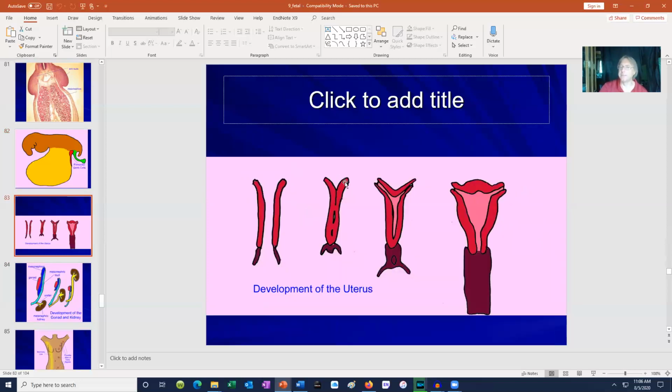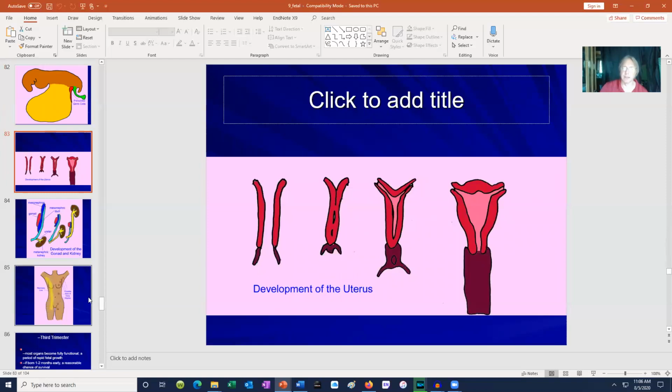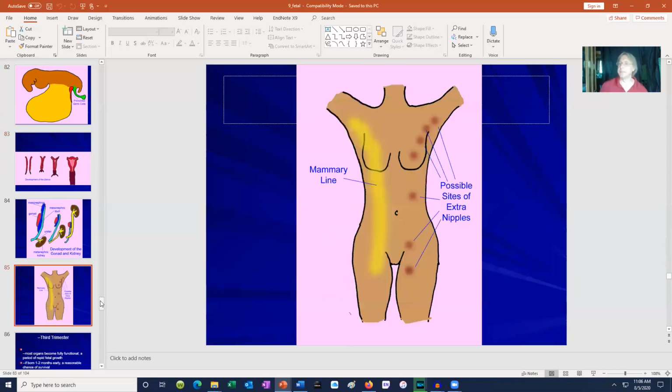The uterus and vagina form from a pair of tubes which fuse, but the fusion of these tubes can leave a septum in the vagina or in the uterus, or a Y-shaped uterus, which has to be corrected. Mammals develop mammary glands, but can vary where they do so. And so mammal embryos develop a mammary ridge. And so different species develop mammary tissue at different points along this ridge.